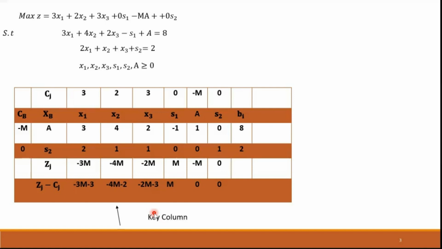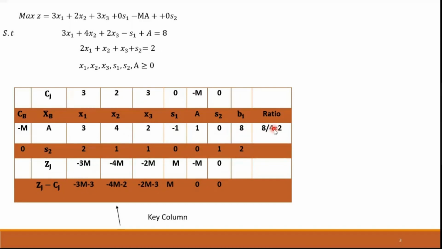Okay. After calculating the key column, we have to take the ratio. And the ratios are, so see the elements in the key column. ये दो constraint के दो elements हैं. So we have only 4 and 1. So both are positive. So we can take the ratio. If you have negative or 0, we should not consider for ratio. So ratios are taken only for the positive numbers in the key column, not for negative or 0.